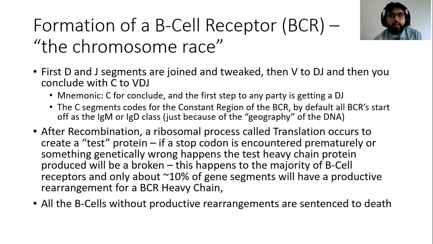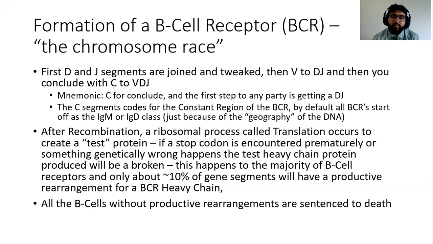And the C is given its name C for a reason. It's because C codes for the constant region of the B-cell receptor. And as we said, it's the constant region that determines the class, whether it's going to be IgG, IgM, IgD, E, A, or any of the subtypes like IgG3, but we're not going to talk about those right now.